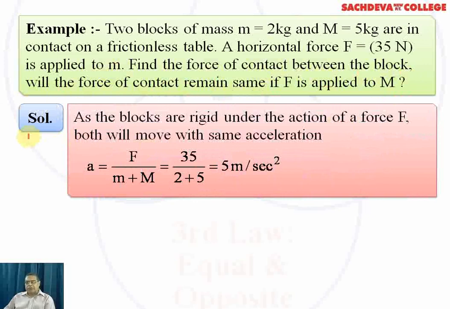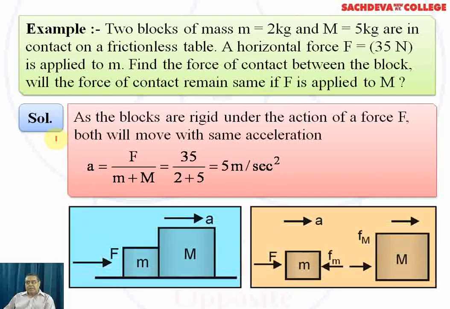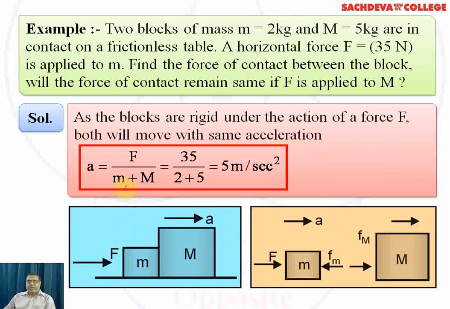So this is the solution. In the first figure, it is shown that the smaller and the bigger mass are in contact and the force is applied. It means the system is moving with acceleration a. As the blocks are rigid, under the action of force F, both will move with the same acceleration. So acceleration will be F over m plus M. We compute the values as given in the question and the result will be 5 meters per second squared.